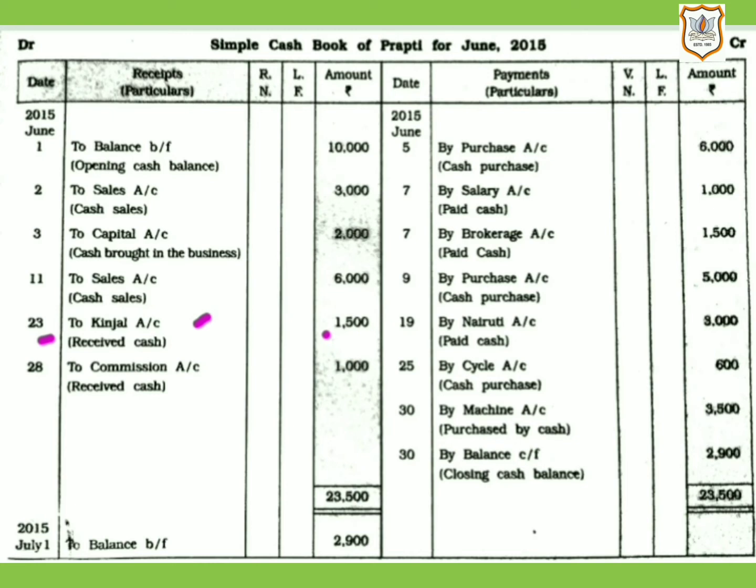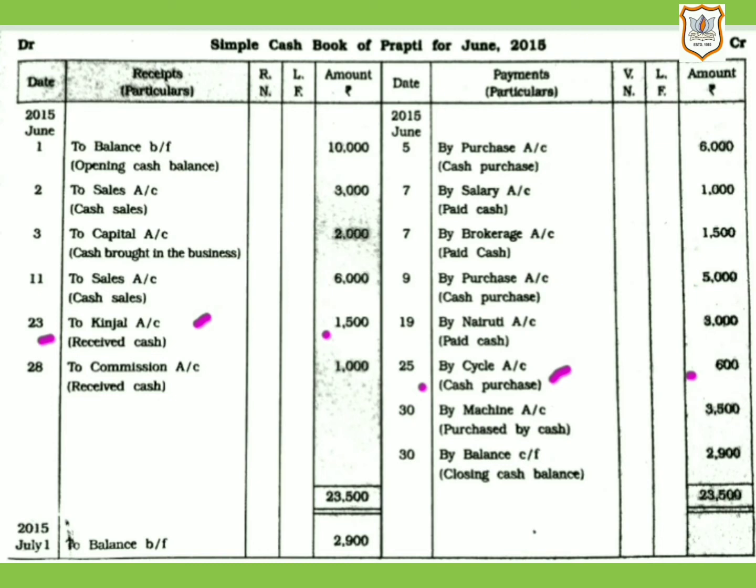Now next transaction, date 25th. Old cycle of rupees 600 is purchased for business. Now here we are purchasing an asset for which we had to pay cash, that is 600. As we have made payment for that, we will record it on the credit side, as here cash is going out of business. So we will record it on the credit side, or we can say the payment side. So here we will enter date 25th, by cycle account, amount 600.